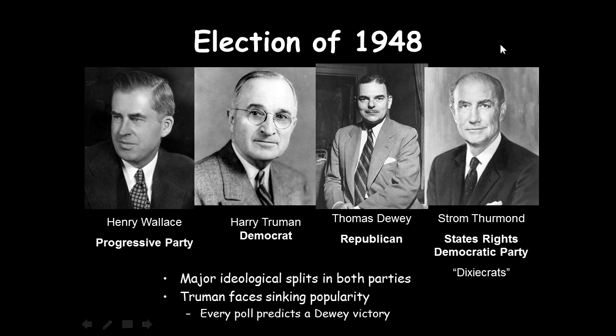And then over on this side, we have usually called the Dixiecrats, but the correct name is the States' Rights Democratic Party, running a guy named Strom Thurmond, who was around forever, was a senator for a very long time, and finally died not that long ago. And their platform, as you can imagine, was basically anti-civil rights and pro-segregation.